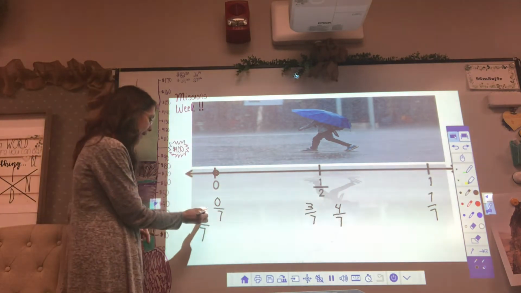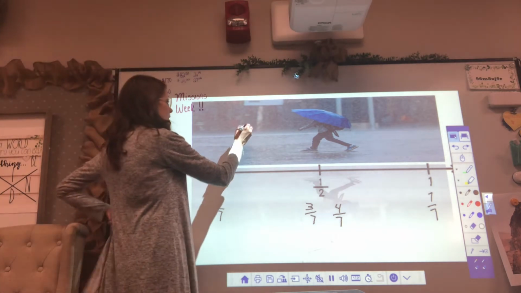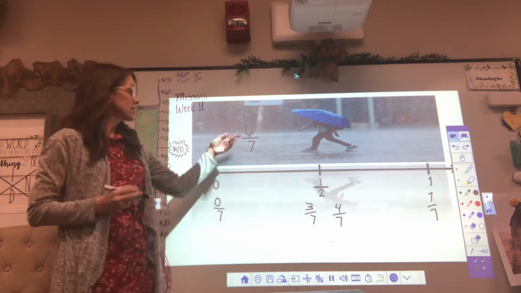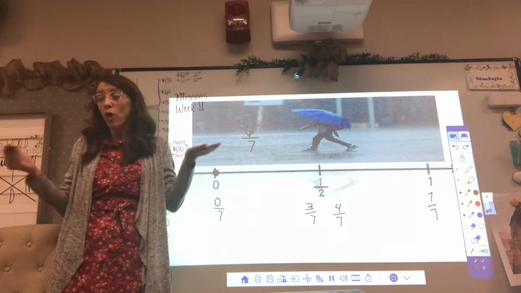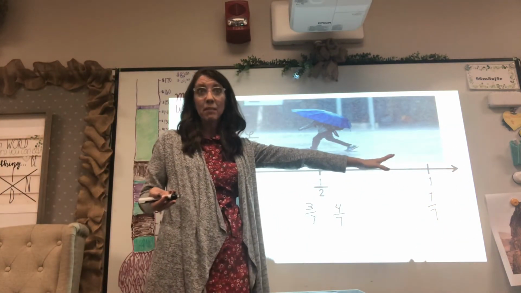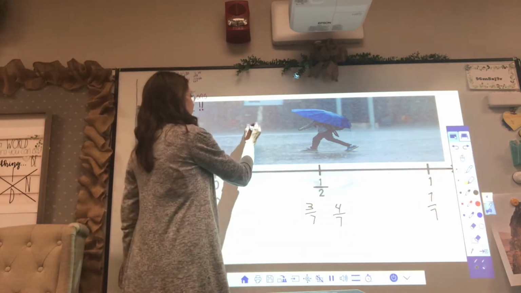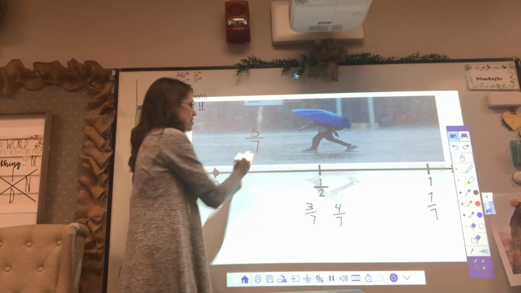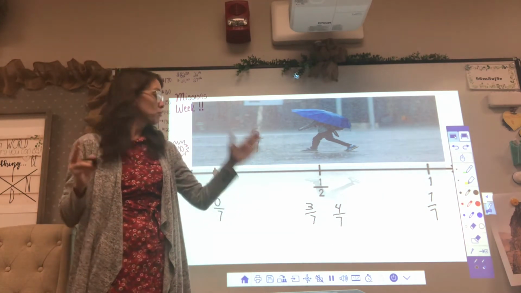What if I said estimate 6/7? You look at the top number and you say it's almost a whole. It's almost 7/7. So you're going to estimate it at 1. Does that make sense? Where it gets tricky is if you have something like, let's say we have 5/7. Okay? And it probably will never give you something really right in between.